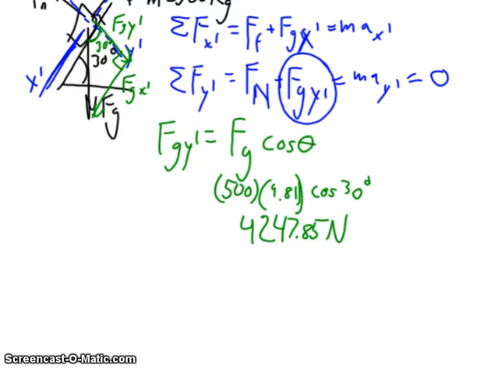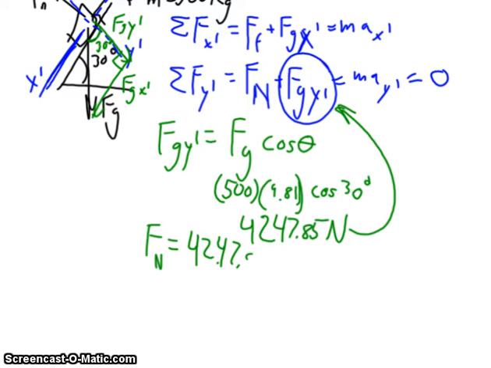And so according to our equation, since that is what this is, and we know that that equals 0, then we know that the normal force is an equal and opposite amount in the opposite direction, so that means that they are approximately 4247.85 newtons out of the ramp.